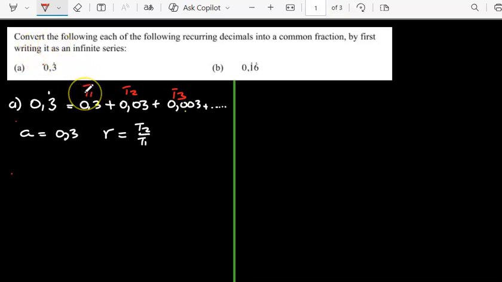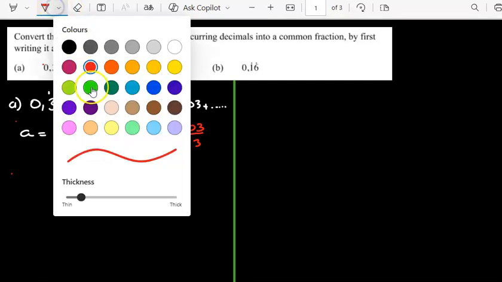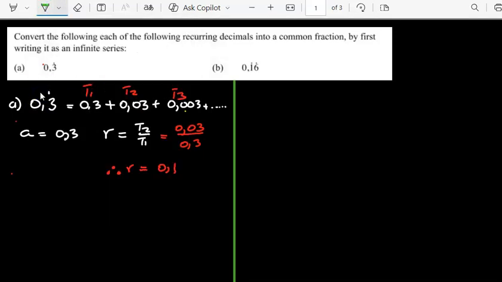Now we can just substitute term 1 and term 2 here. So this will be 0.03. We divide that by 0.3. So what is r when you substitute that? The value of r, you just have to punch that on the calculator and this will give us 0.1. So that is the value of r. Now that you have the value of r, we have the value of a, we can substitute.